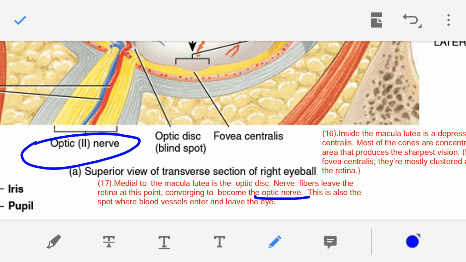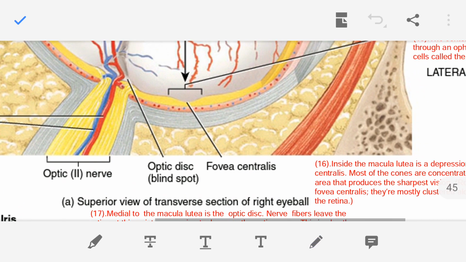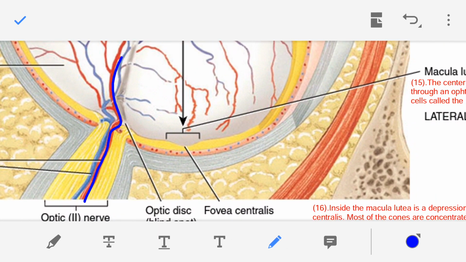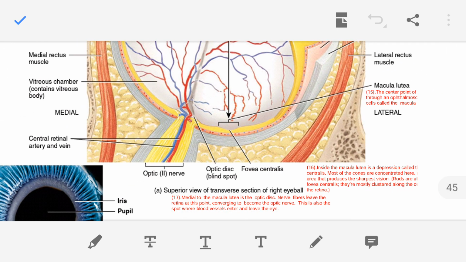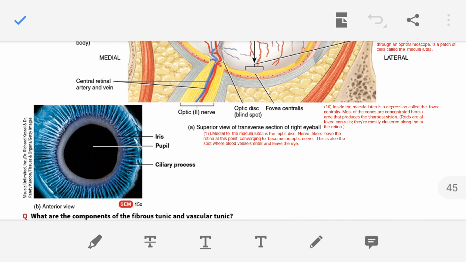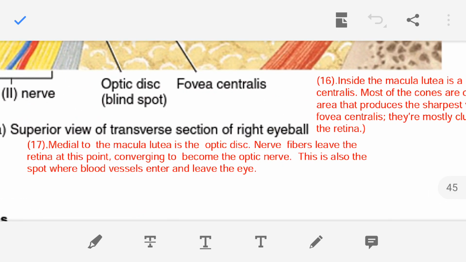Here this is the optic nerve they are showing, cranial nerve 2, and this blind spot is also where blood vessels enter and leave the eye. For example, here we can see with the red color the artery entering the eyeball, and with the blue color the vein leaving the eyeball.